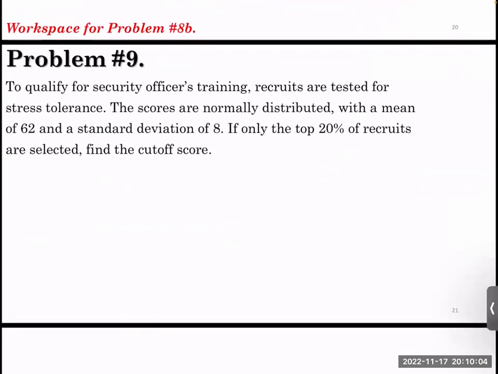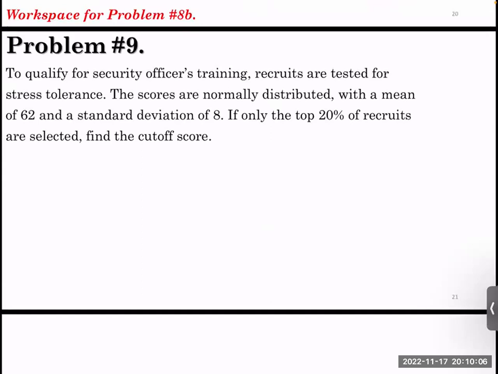So problem number 9. It states that to qualify for securities officers training, recruits are tested for stress tolerance. We know that the scores are normally distributed with a mean of 68 and a standard deviation of 8.